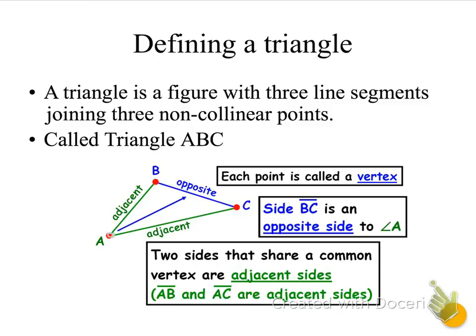Okay, so if we're coming from A, the side opposite or across from it is going to be called the opposite side. So side BC is the opposite side to angle A. Adjacent, we learned, is something that sits next to something. So the sides that are adjacent to angle A are going to be AC and BA, or AB. The sides that sit and are connected to it, they're adjacent.